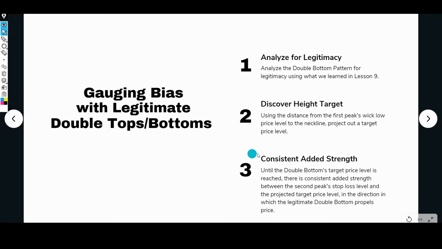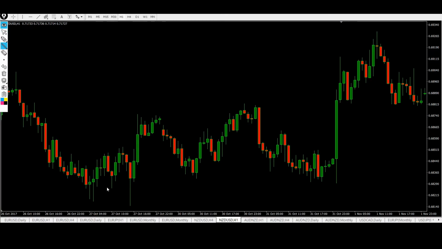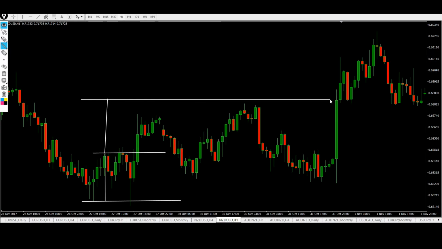All right, number 2. Discover the height target. So using the distance from the first peak's wick low price level to the neckline, project out a target price level. Okay, so that first peak's wick low price level will be right here, and the neckline will be right here. So we want to take this distance right here and then project that out into the future. So generally that target level will be in this general area right here. Okay, let's go on to number 3.